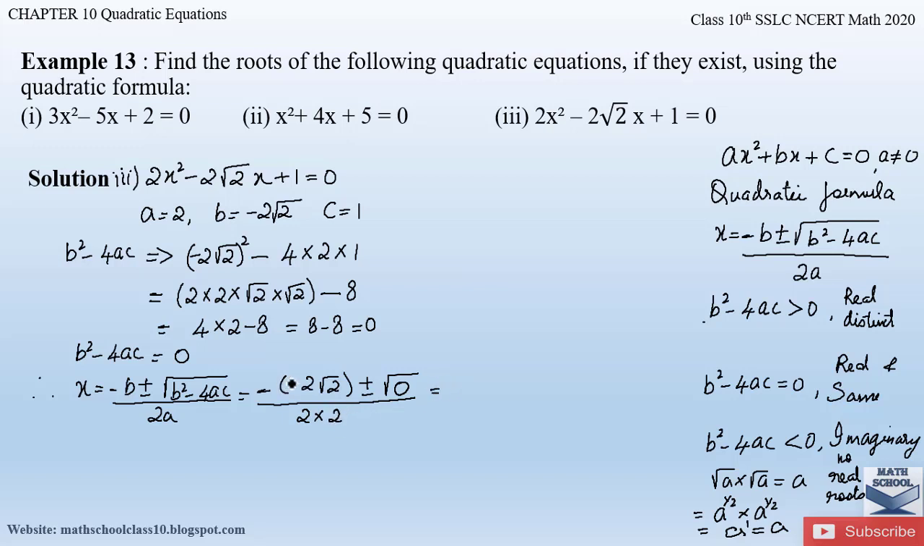So this will be minus into minus becomes plus 2 root 2, plus or minus, what is the square root of 0? Square root of 0 is nothing but 0 only, divided by 2 2s are 4. So here we have got x value as 2 root 2 divided by 4. So you can cancel these terms, 2 1 times, 2 2s are. So we will get root 2 divided by 2.